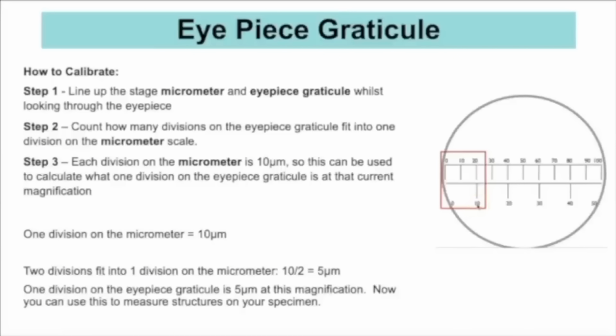So we can then use that to work out at this magnification what is one division worth on the eyepiece graticule. So if we know that one of these divisions is worth 10 and 2 divisions fit into one of those, it is 10 divided by 2. So we know that at this magnification, one of these divisions on the eyepiece graticule is worth 5 micrometers. So you can then measure your specimen to work out what is the actual size of your specimen.